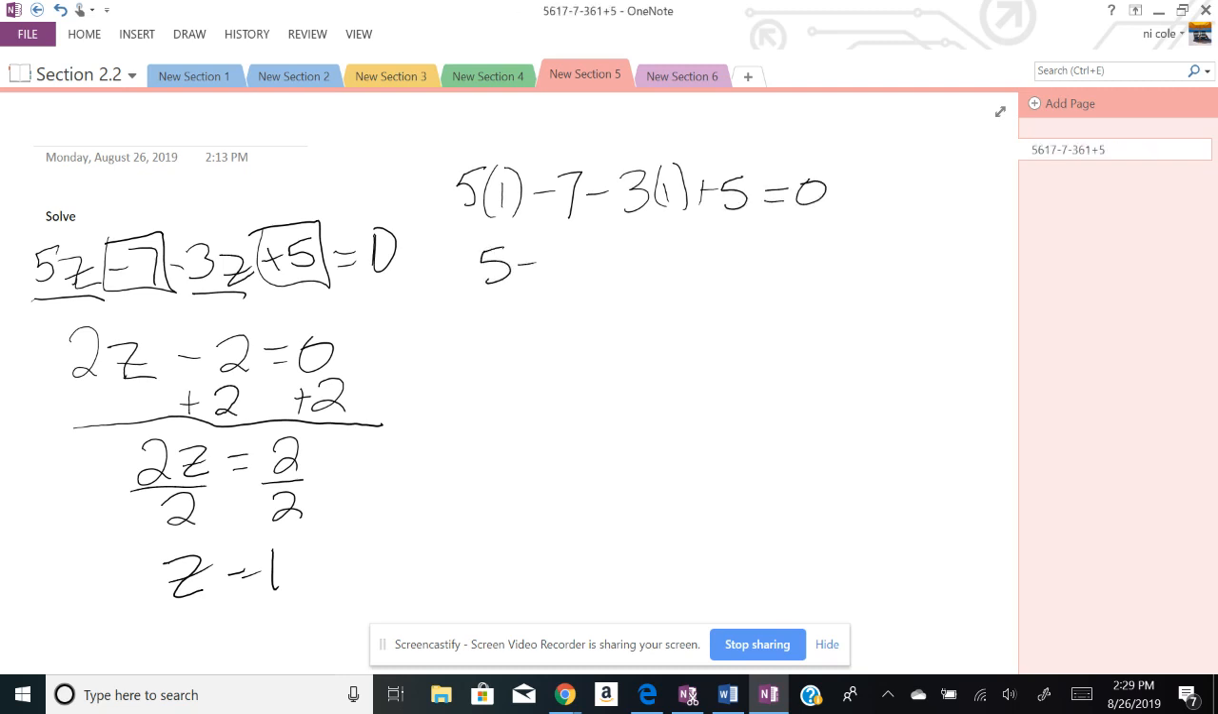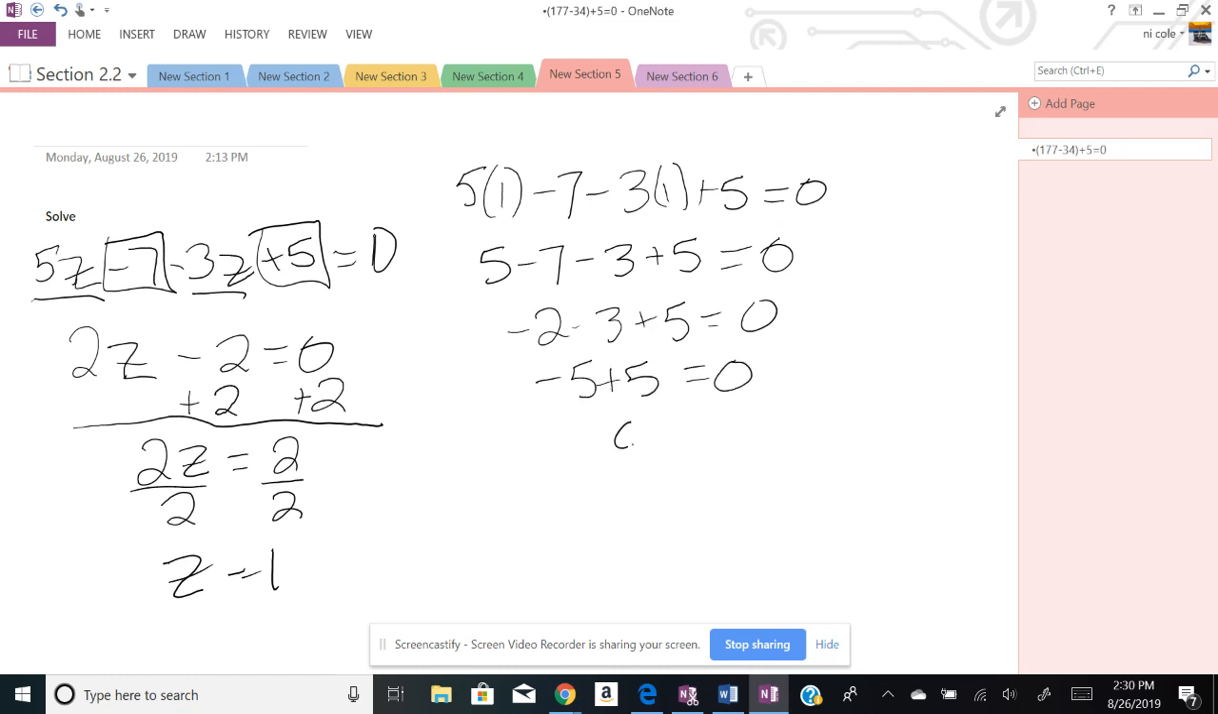Well, that gives me 5 minus 7 minus 3 plus 5. And is that equal to 0? Well, what is 5 minus 7? That's negative 2. Minus 3 plus 5. You can do this all in one step, I'm just going to take it very slow. Negative 2 minus 3 is negative 5, plus 5. Is that equal to 0? Oh, thank goodness, 0 is equal to 0.